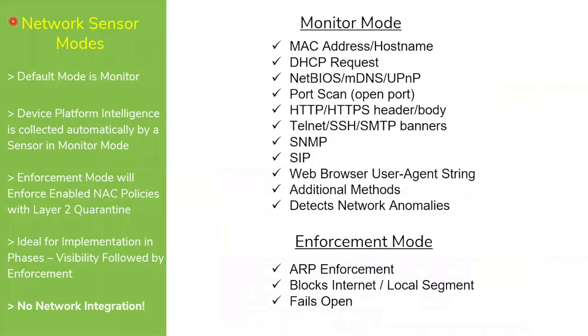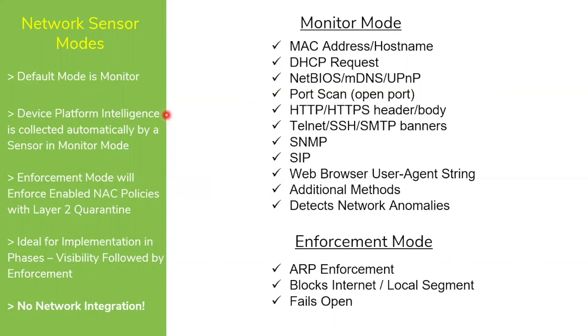We talked about the network sensor component and where that fits into the overall architecture. So we'll talk about the network sensor modes. The default mode is a monitor mode. What that means is device platform intelligence, which is the Genian NAC next gen device fingerprinting, is collected automatically as soon as the sensor is connected to the network.